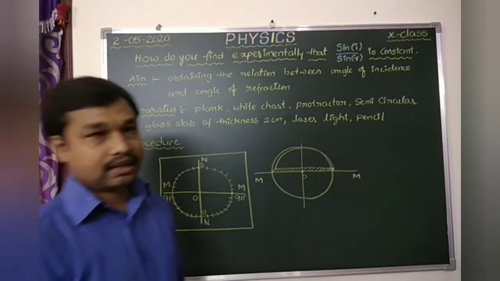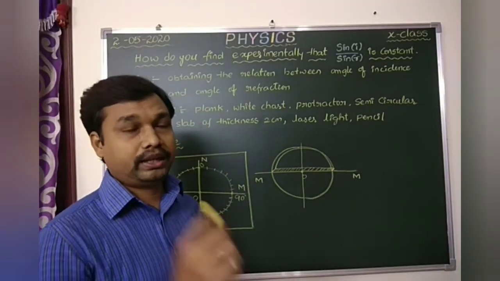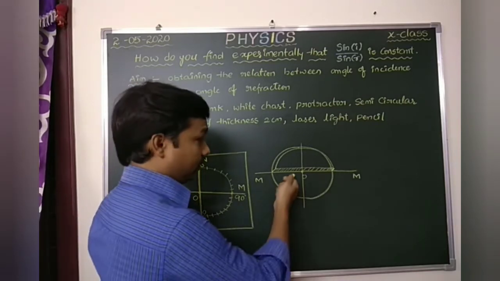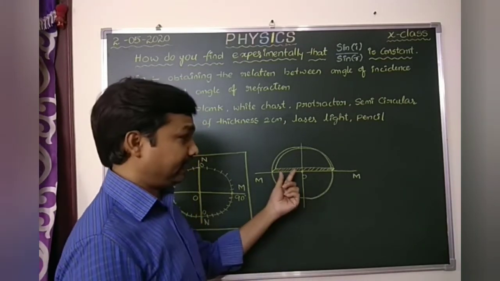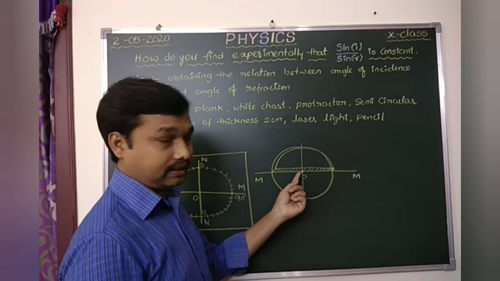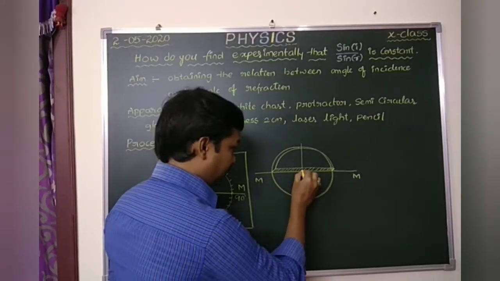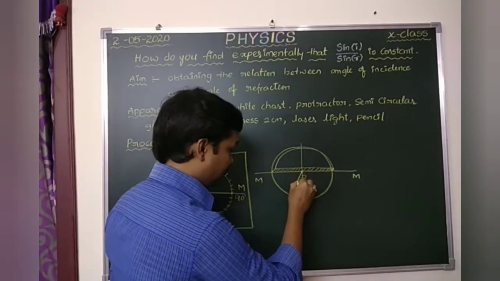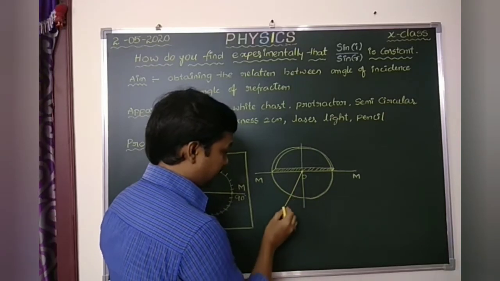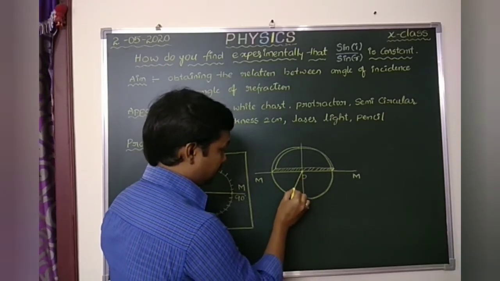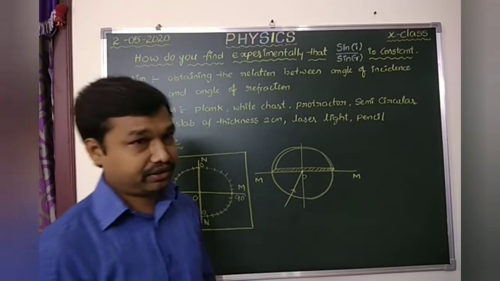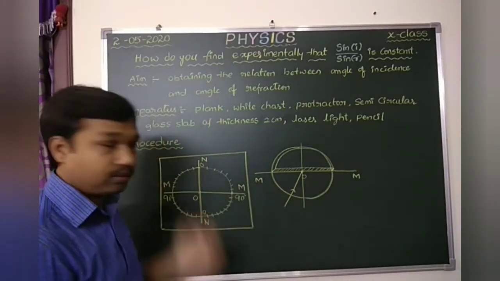After placing the glass slab, what do we need to do? We need to take a laser light and project the light at an angle of 15 degrees, incident at the point O. This is the laser light projecting direction, incident at point O.